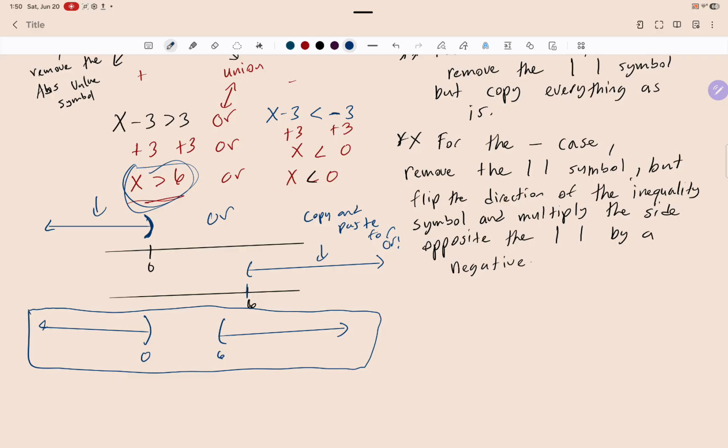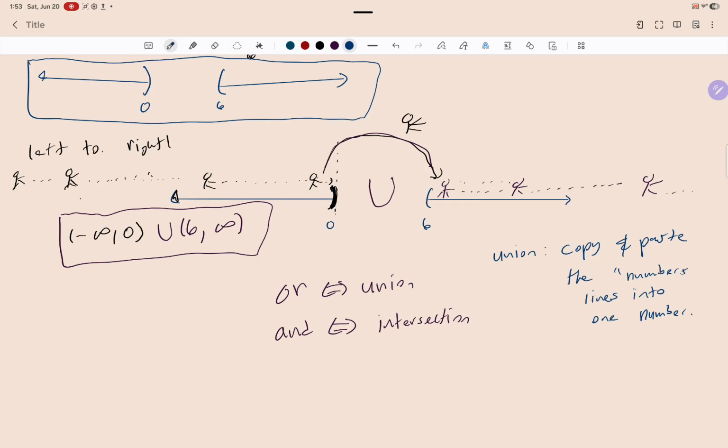Now, depending on your instructor, this could be okay, but maybe they want you to write it in interval notation. Okay, so let's do that.